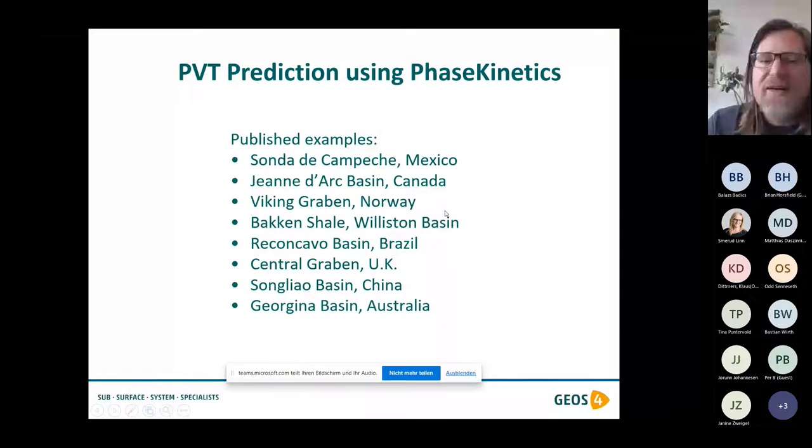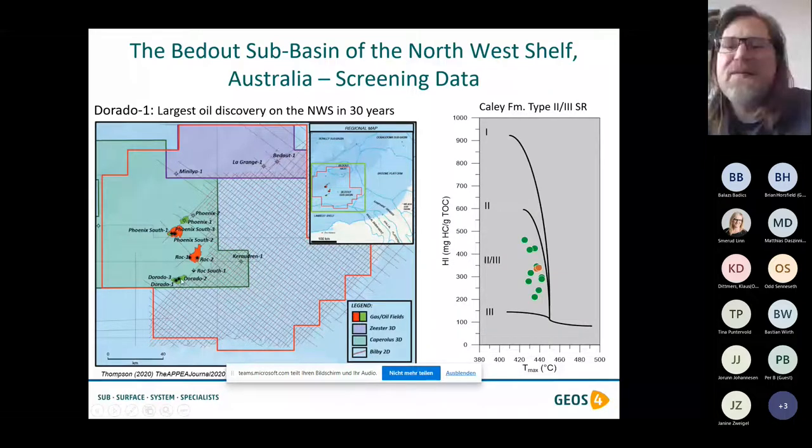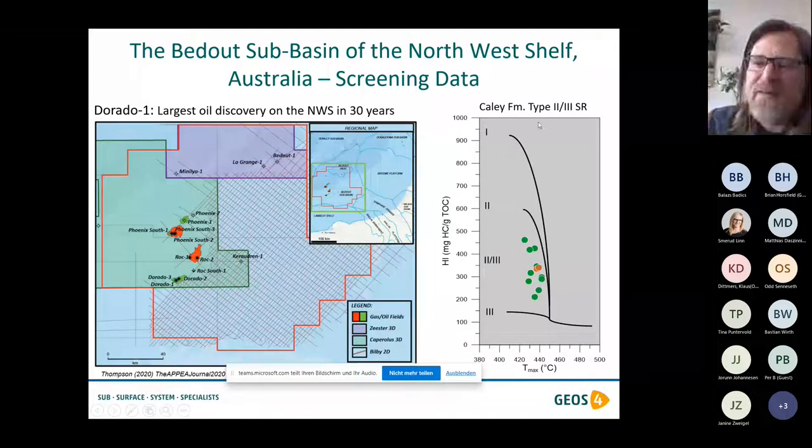And I would like to run you through this approach by using an example from the Browse sub-basin of the Northwest Shelf, Australia, where large oil discoveries were made in the last few years. The biggest one being the Dorado oil field here. So we analyzed the putative source rock, which is the Kelly formation, and HI, hydrogen index values plot between 500 and 200 milligram per gram TOC, which qualifies the source rock as a type 2-3 source rock.